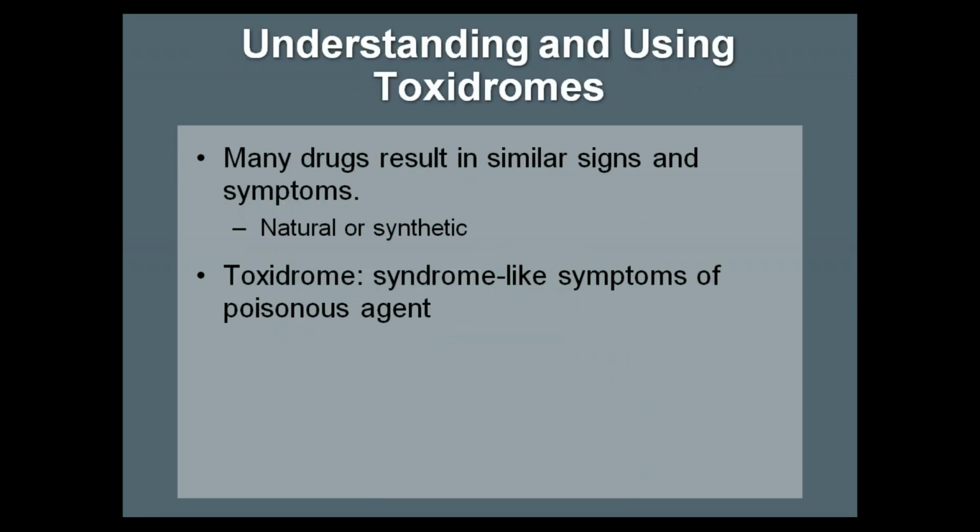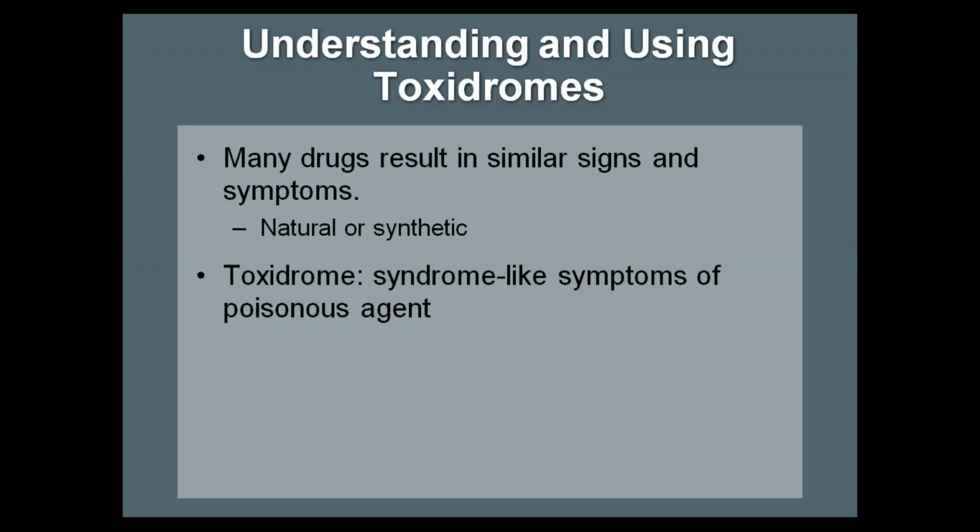Perfect. Thanks, Shane. So understanding and using toxidromes. A toxidrome is the symptoms that point you in the direction of what substance is causing the issue. It says here, syndrome-like symptoms of poisonous agents. Certain poisons will create a syndrome, like you've heard the acronym SLUDGE, they'll do that type of stuff. So that's a toxidrome.